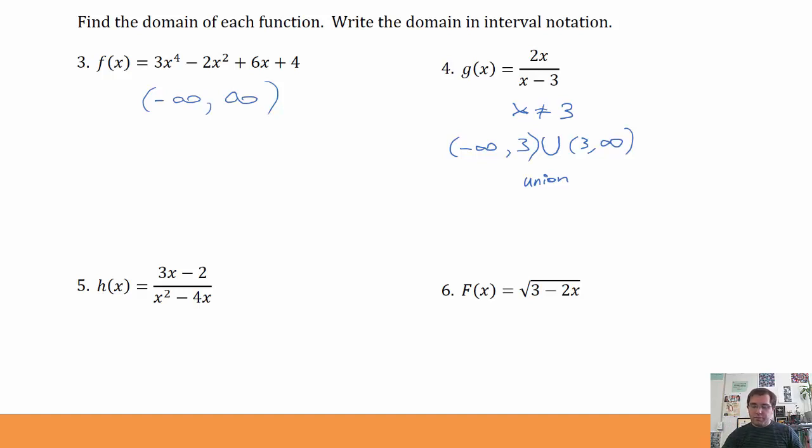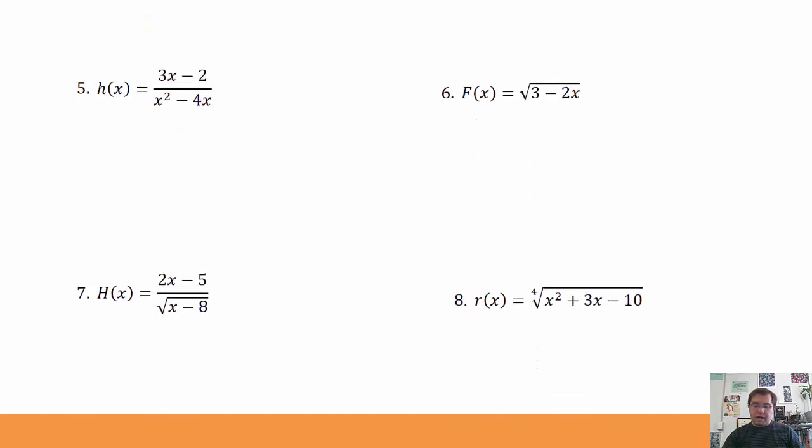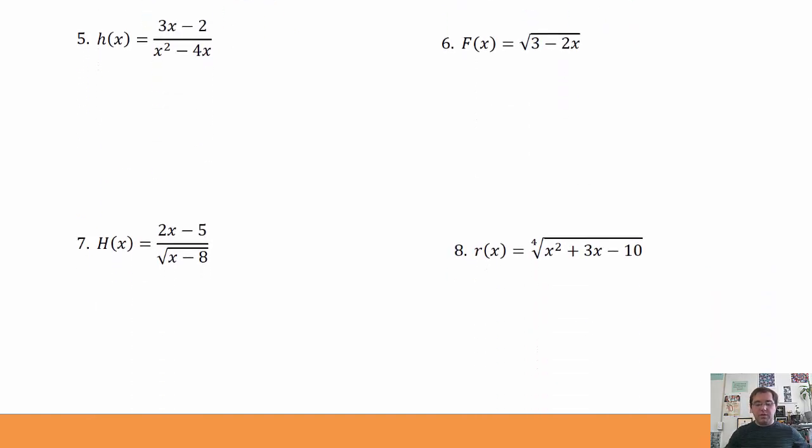Number 5. H of x equals 3x minus 2 over x squared minus 4x. Again, we've got a fraction. So we have to throw out anything that makes the denominator of the fraction equal to 0. It's going to be helpful if we factor the denominator. How do we factor x squared minus 4x? We take out the common factor of x, making it x times x minus 4.